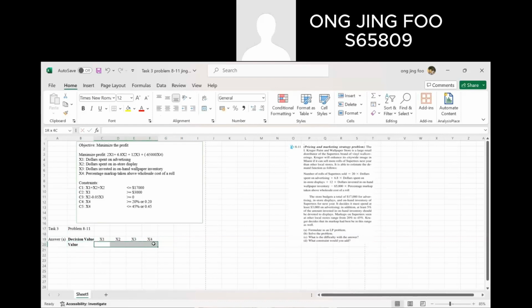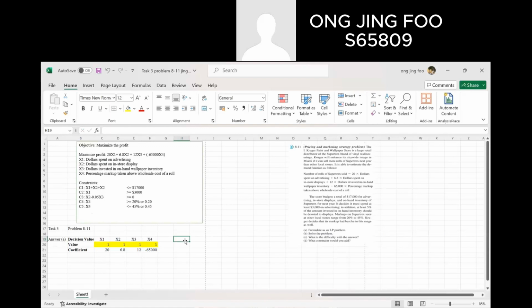And the next is our value. Because we don't know how much the value is, so we can use one to place it first and highlight it. Okay, so the next is coefficient. Coefficient we can get from the question. So for example, x1 is 20, x2 is 6.8, and 12, and negative 65,000. So that's all about our coefficients.